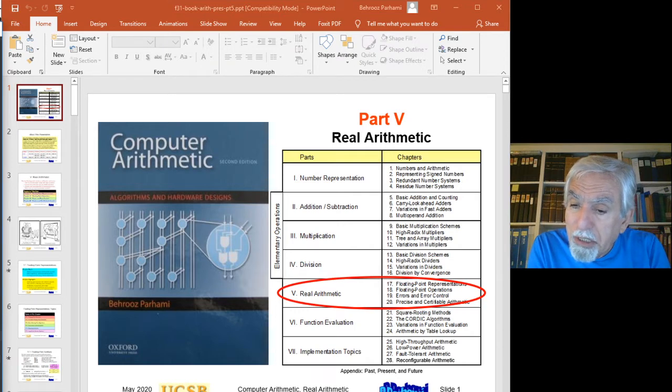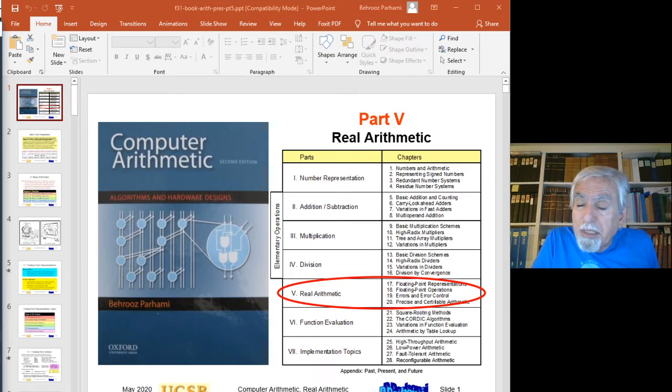Continuing our discussion of computer arithmetic, we now move into part 5 of the textbook, which deals with real arithmetic, which means arithmetic on real numbers as opposed to integers that we have been dealing with so far, or fixed point numbers, which are essentially like integers in terms of arithmetic operations.